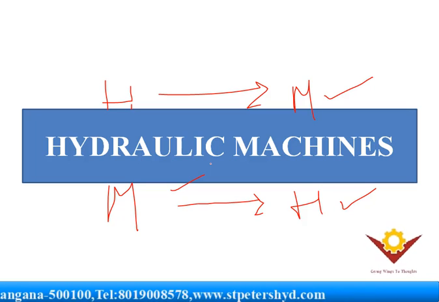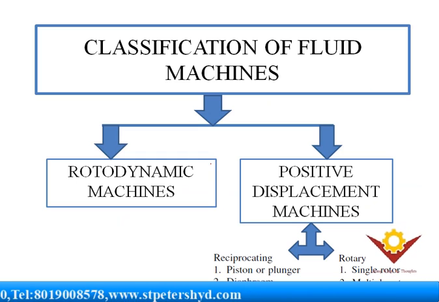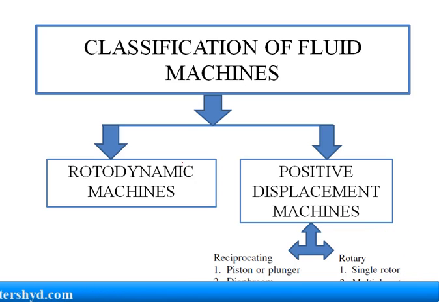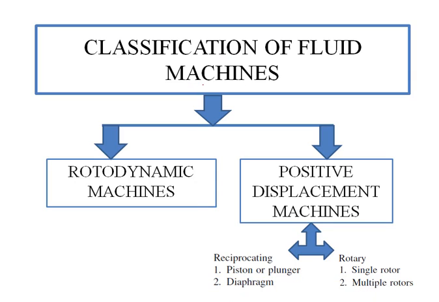First we'll see how fluid machines are classified, and later we'll see how those two statements are classified. The first one, classification of hydraulic machines: the first is hydrodynamic machines and the second is positive displacement machines. In this course we are going to discuss rotodynamic machines, but not positive displacement machines.